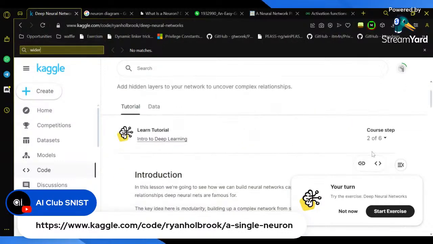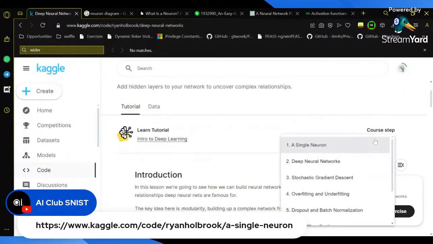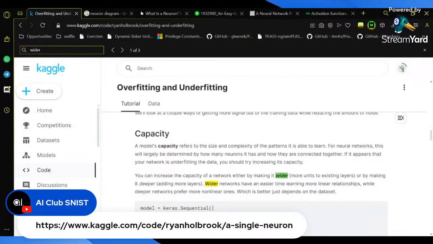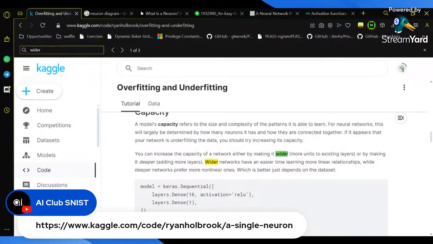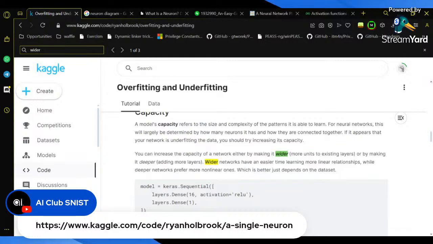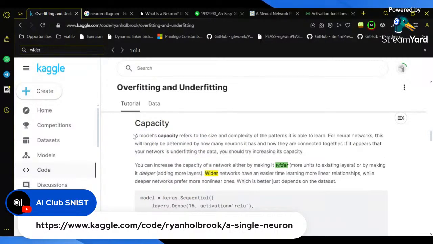Okay, I think overfitting and underfitting. This particular thing I want you folks to remember. It's very important. Well, it'll help you make your own model. So now this thing clearly says that, let's go to the definition of capacity first. A model's capacity refers to the size and complexity of the patterns it is able to learn.